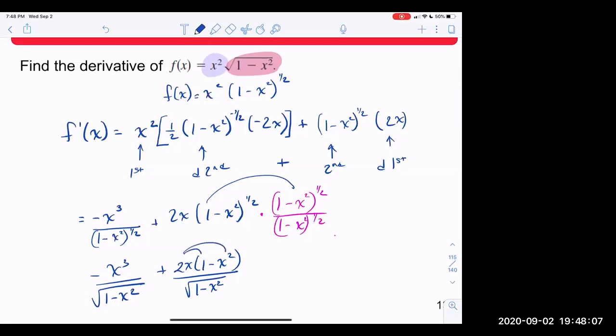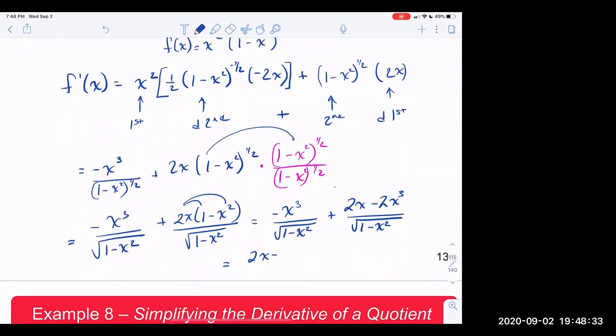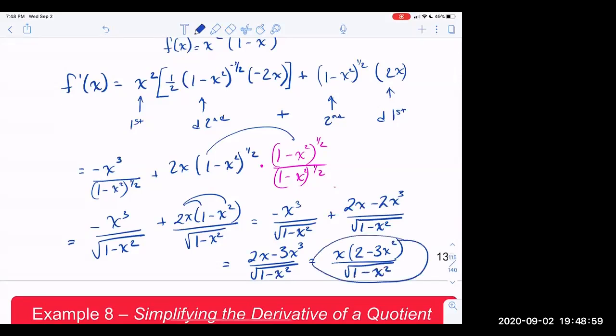So now I'm going to distribute so that I can combine terms. So that becomes negative x cubed over square root of 1 minus x squared plus 2x minus 2x cubed over square root of 1 minus x squared. We good? And that becomes 2x minus 3x cubed over square root of 1 minus x squared. And they really like to factor that out as much as we can. So we have x times 2 minus 3x squared over square root of 1 minus x squared. And that is the final answer.